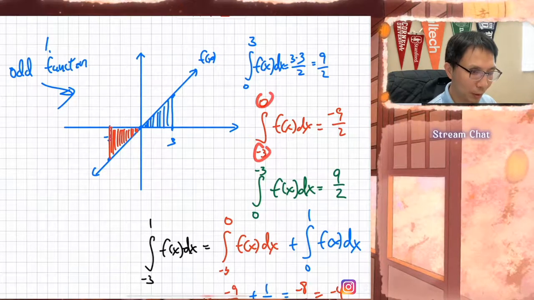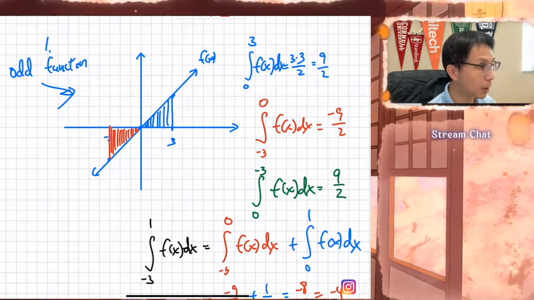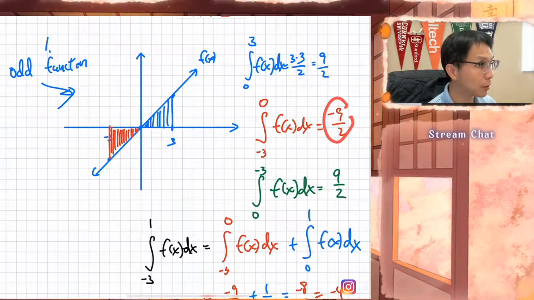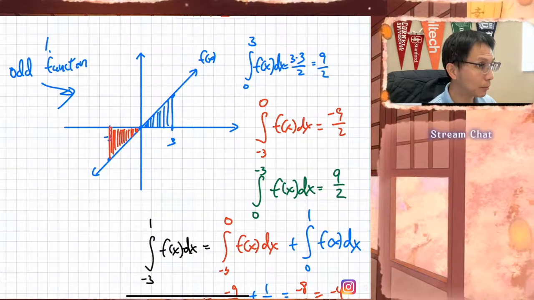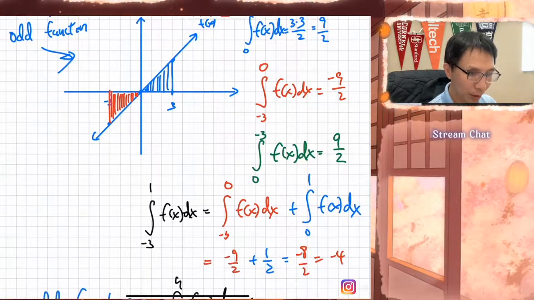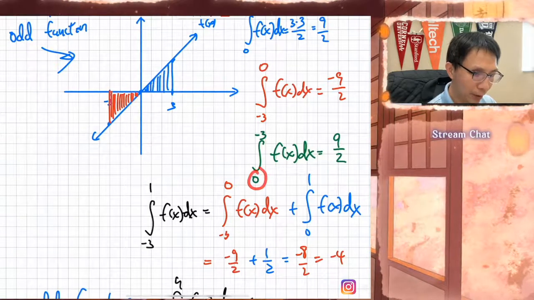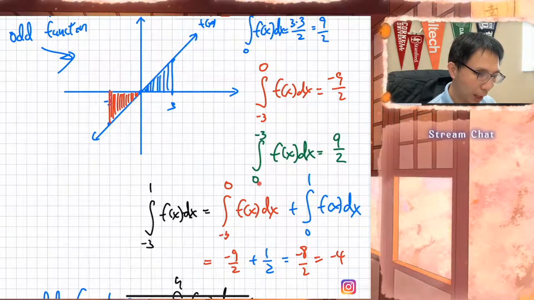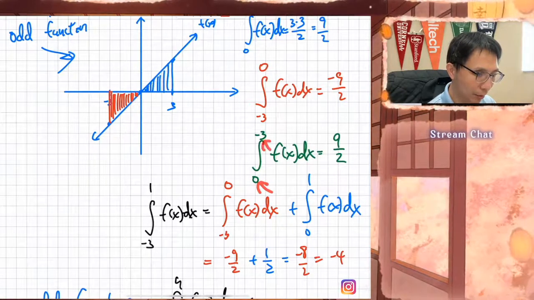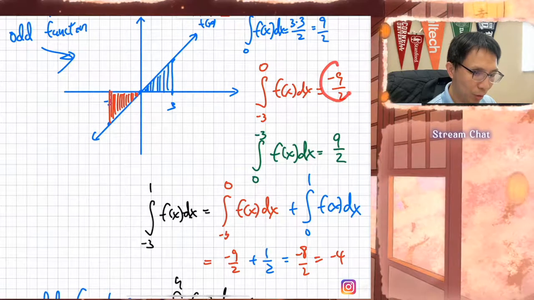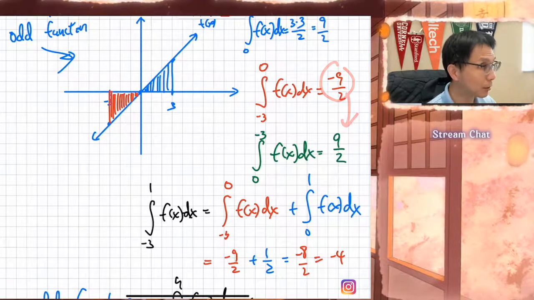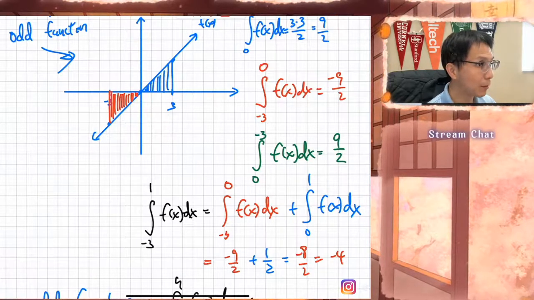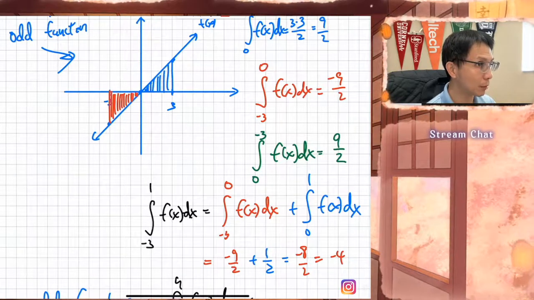Between negative 3 to 0, if the orientation is correct, the graph is below the x-axis, so therefore the integral is going to be negative 9 over 2. Okay? But what happens if you flip this 0 and negative 3? Now the higher number is actually on the bottom and negative 3 is on top. So basically, you switch this to become positive 9 over 2. You switch the sign. Every time you change your boundary, you switch the sign of the result.